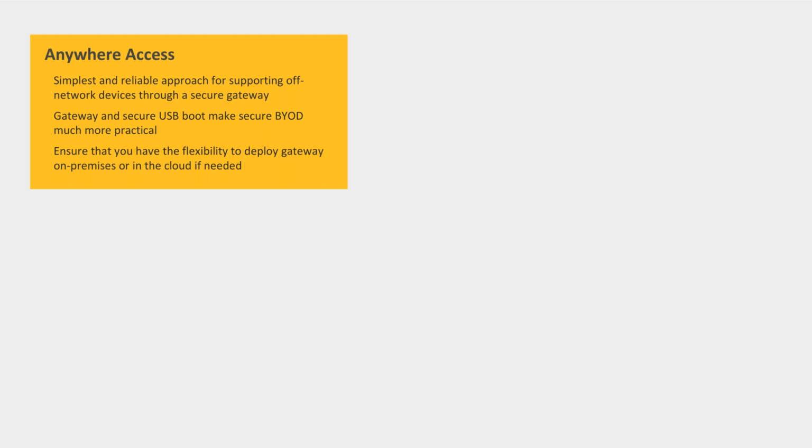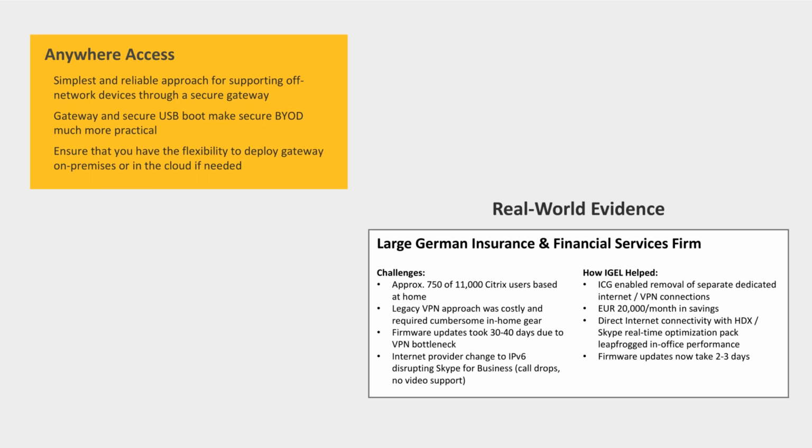And I ran into an interesting example of this with a large insurance company in Germany, where they've got about 11,000 Citrix users, of which about 750 work at home. And these users were really struggling. They had very complex VPN models. So they would have dedicated VPN tunnels with dedicated hardware at each of these home locations, and it was cumbersome for the user, expensive to maintain, and it was also making management difficult.